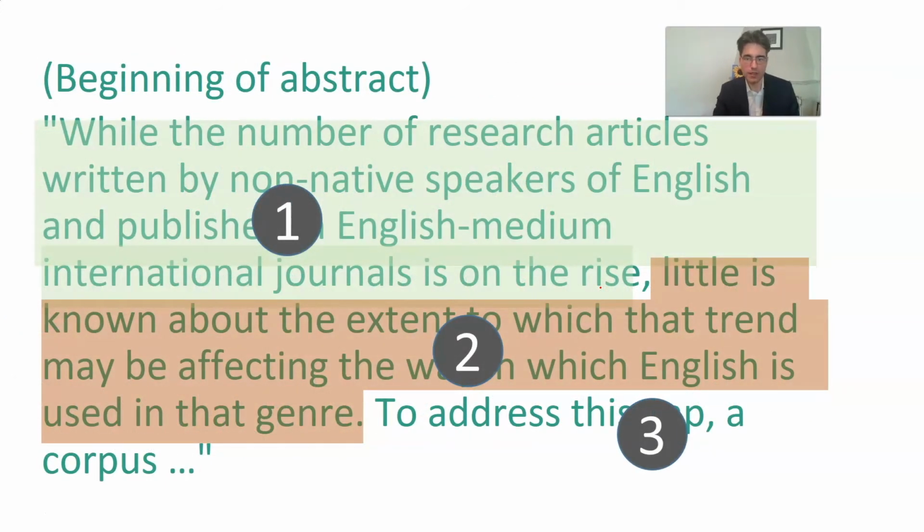So here you see it in practice, where the first move was talking about the importance or the conversation. Move two, the niche in my case, was that little was known about the fact that more non-native speakers are publishing research, and how it may be affecting the English language, academic English itself. And then finally, what I did to look into that second question, that second move.